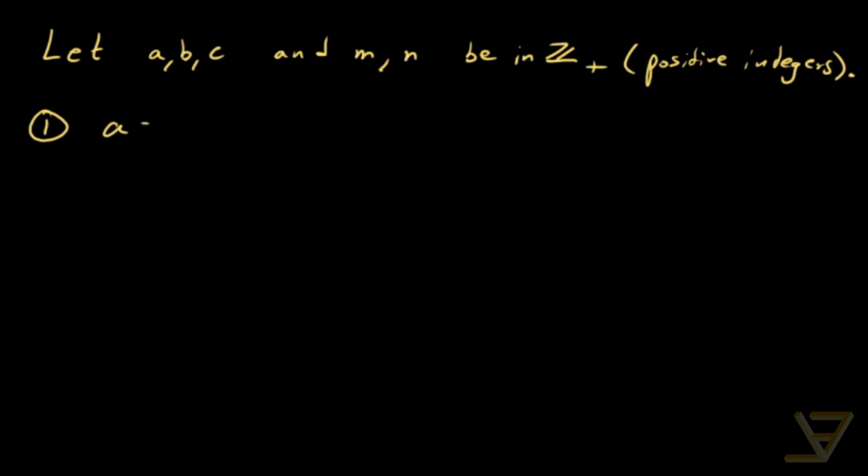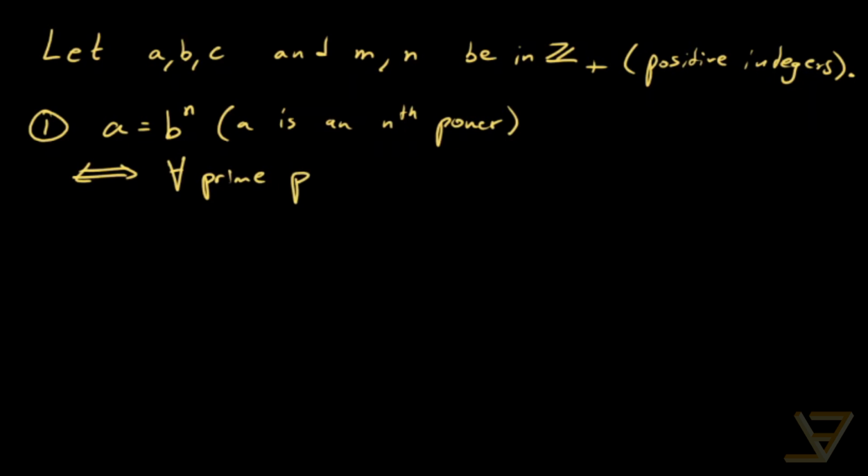So A is equal to b to the power of n. So A is an nth power. A is an nth power if and only if for every prime p, n divides nu p of A. Now you might be wondering what this notation means, and it's very simple.